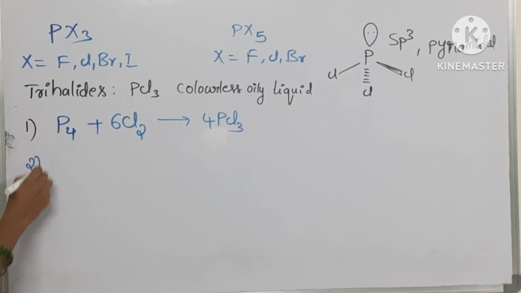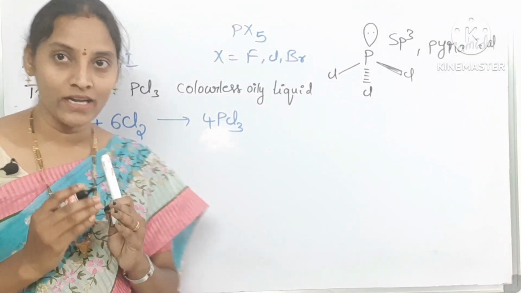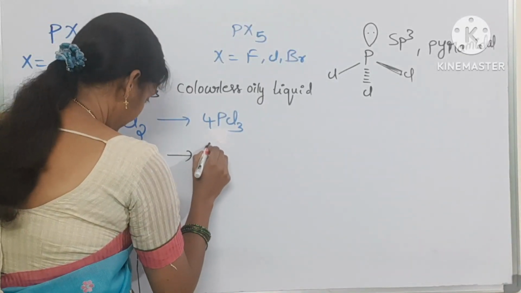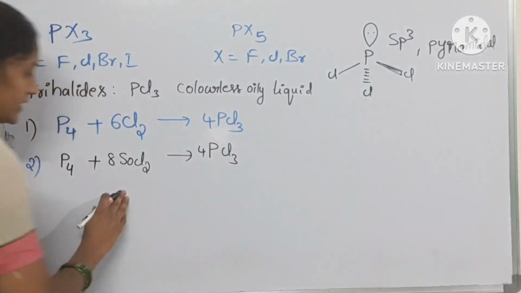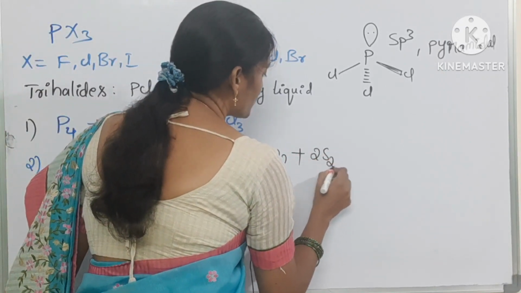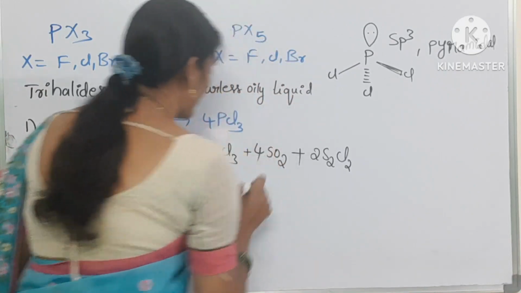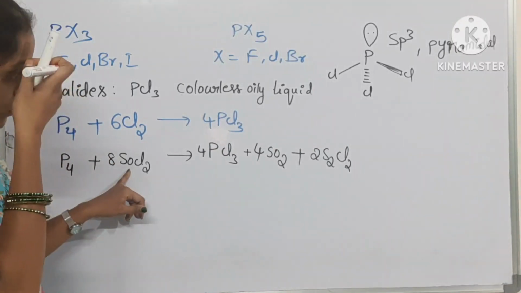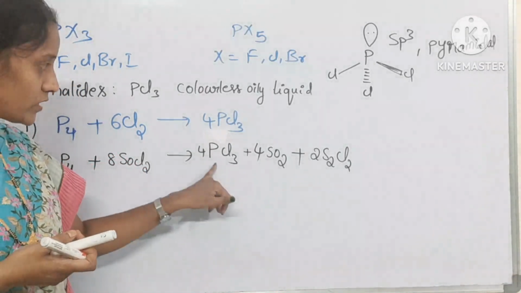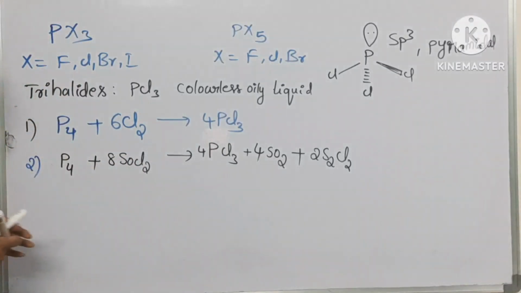And another preparation method, if you see, here also P4 reacts with thionyl chloride. 8 moles SOCl2 if you take, this is the thionyl chloride. It will give you 4 moles of PCl3 and 2 moles of SO2 and 2 moles of S2Cl2. Sulfur atoms are not balanced, so if you take 4 moles of SO2, then it will be balanced. See, 8 sulfur atoms and 8 oxygen atoms, 4 2s are 8, 16 chlorine atoms here, 12 and 4 3s are 12, and this one is 16. Yes, 16 chlorine atoms, so it's balanced.